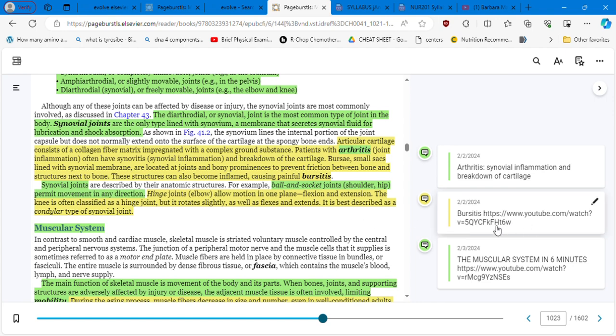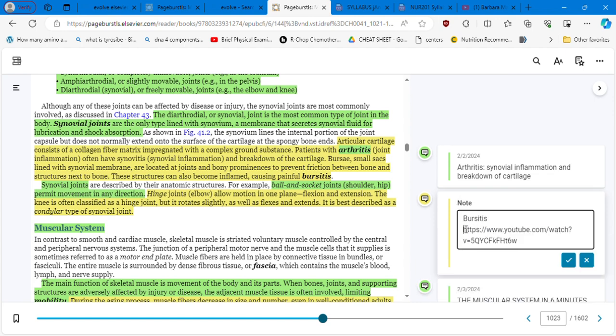So let's watch a video about bursitis. This is very important. You're going to come across this in many health settings.